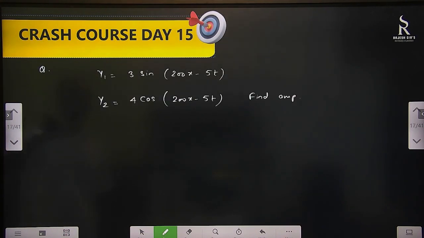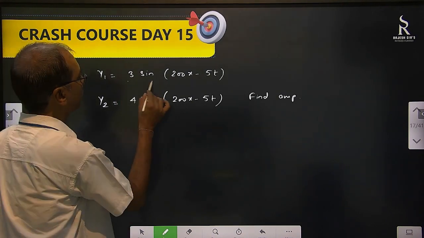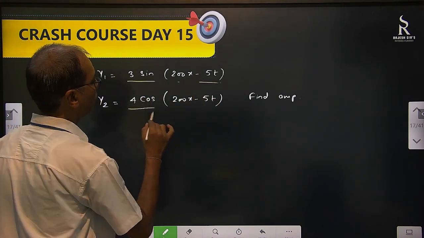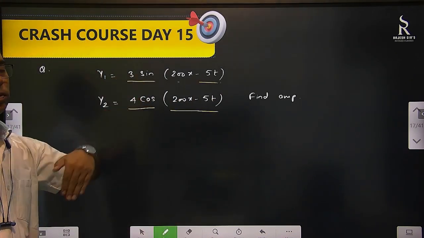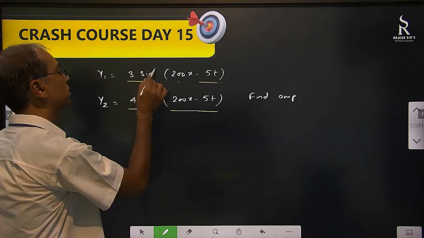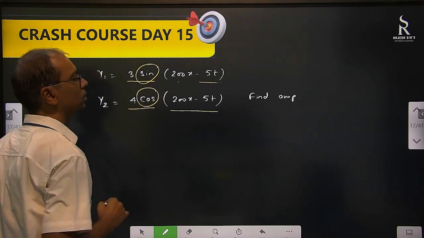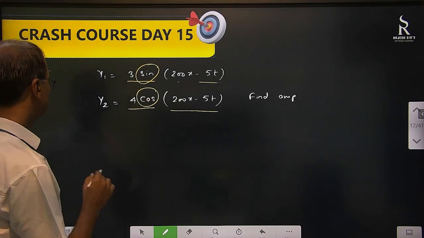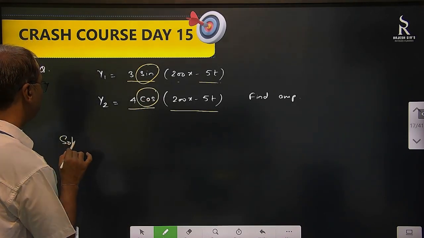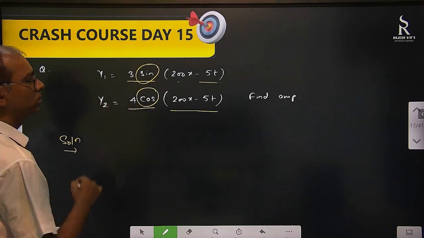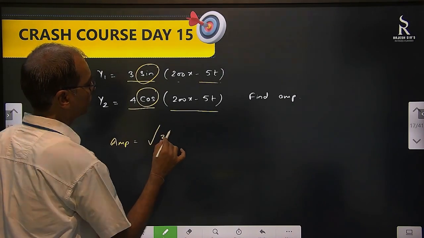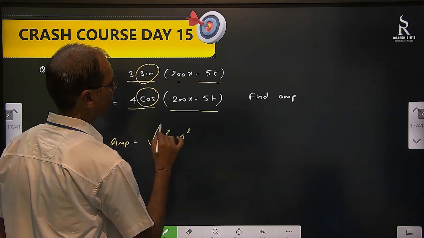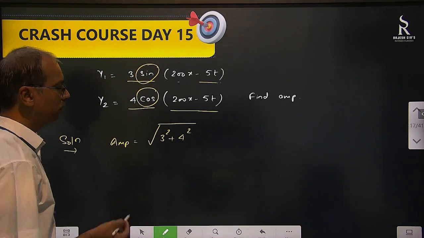Okay. Alright, see one more. Y1 equal to 3 sin(200x minus 5t), and this is 4 cos(200x minus 5t). So what is the phase difference between these two? Phase difference between these two is 90 degrees. Why? Because this is a sine function and this is a cos function. So phase difference is 90 degrees. So what is its answer? What will be the amplitude? We know 5. Why? Because this is 4 and this is 3. Okay. So amplitude is going to be root over 3 square plus 4 square. That's all. Okay. So the answer is 5.